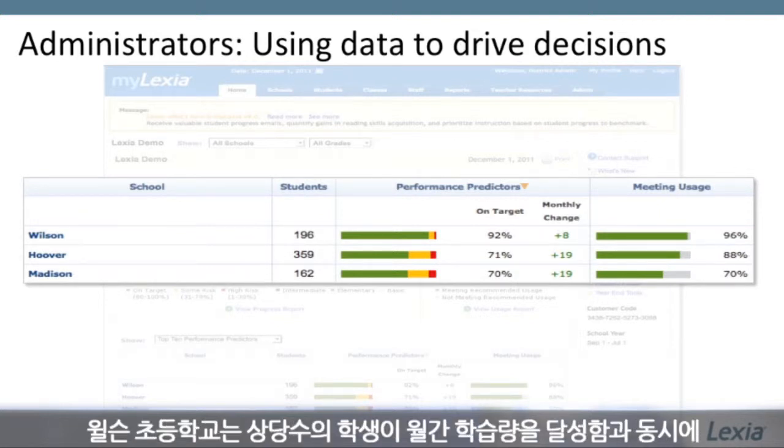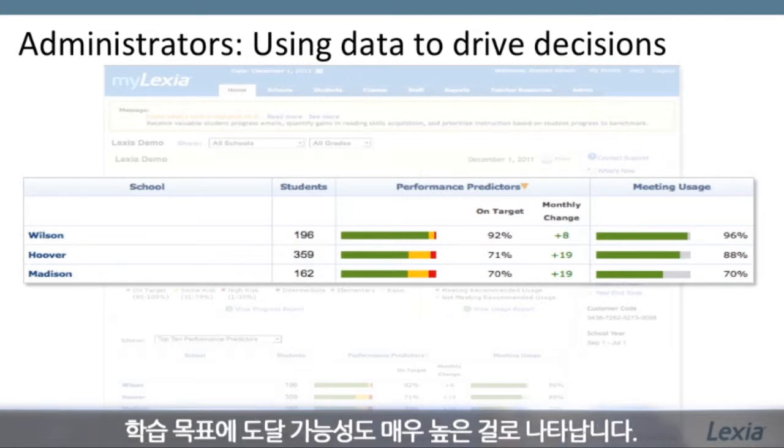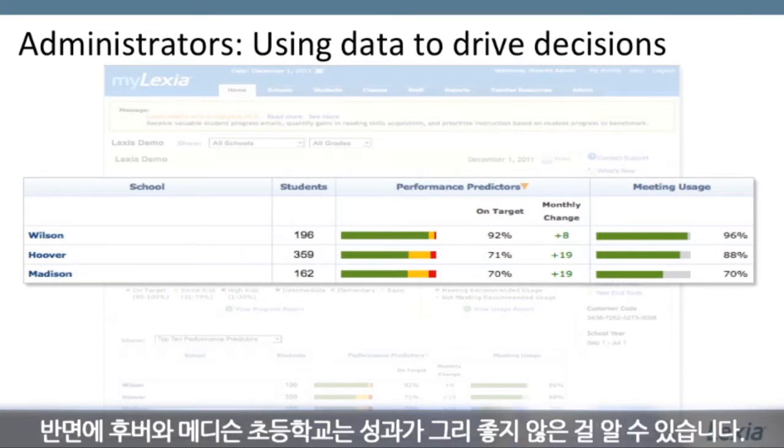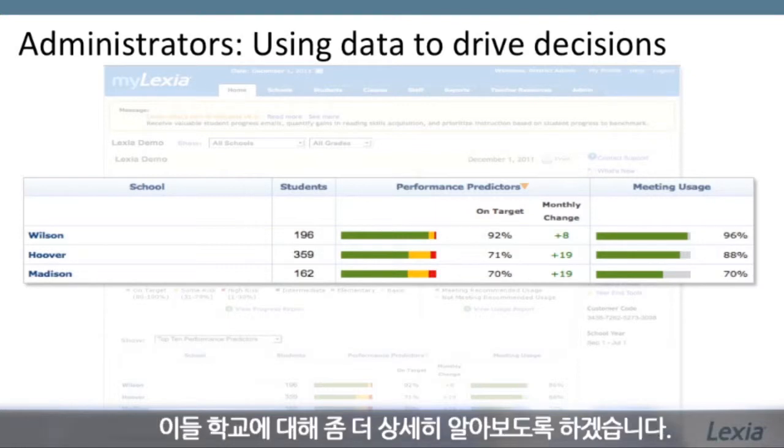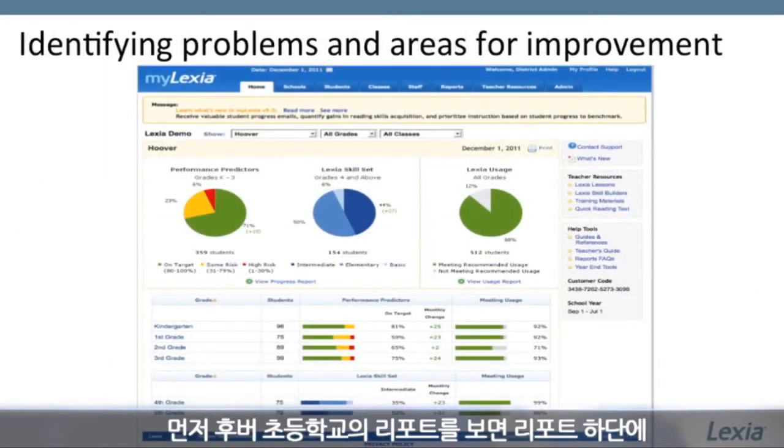Wilson Elementary has a high percentage of on-target students and a high percentage of students meeting their monthly usage. However, Hoover and Madison Elementary schools are not performing as well. So let's take a closer look. Here we see the Hoover Elementary School Report.